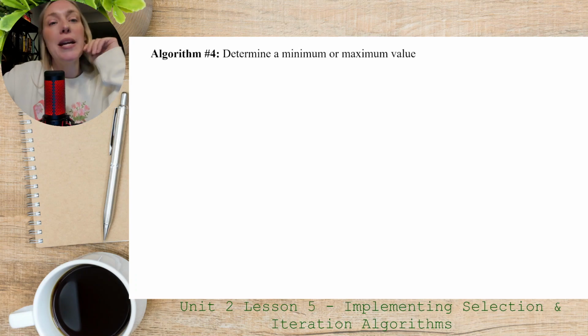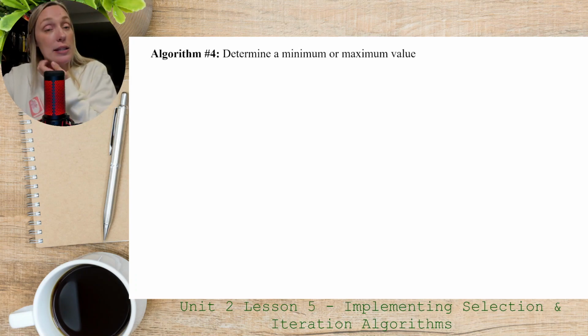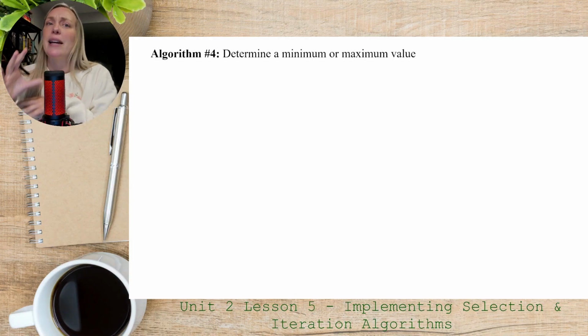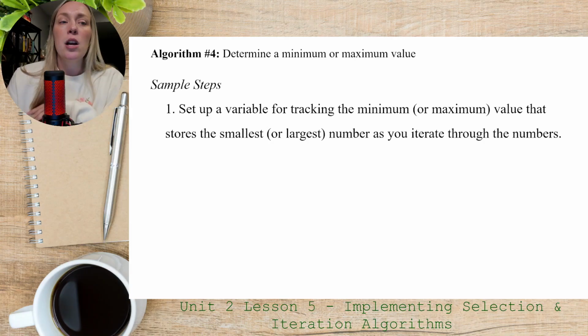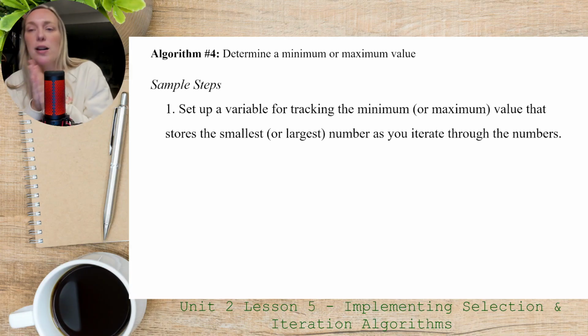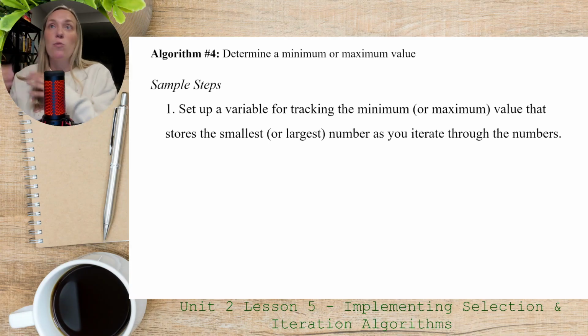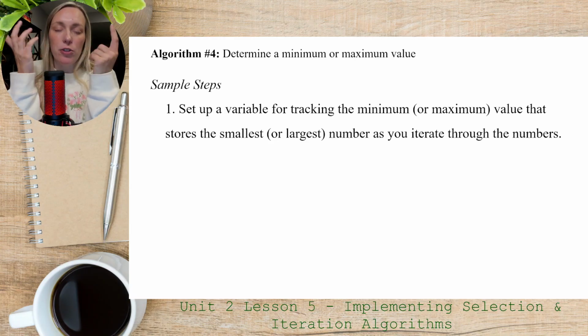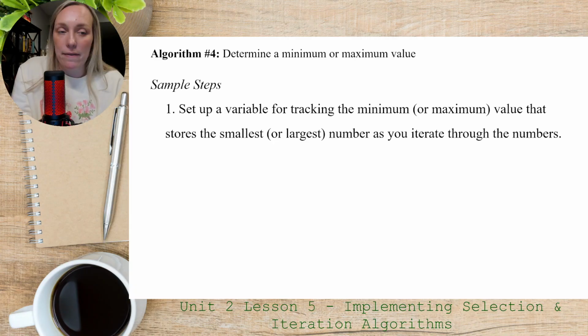Algorithm 4, determine a minimum or a maximum value. Again, we use this a lot with data structures, but we're going to apply it. I'm going to give you the steps and we're going to apply it to something we already know here. So we're going to set up a variable for tracking the minimum or maximum value that stores the smallest or the largest number as we iterate through whatever numbers we have. So set up a variable that keeps track of the largest or the smallest number that you have.